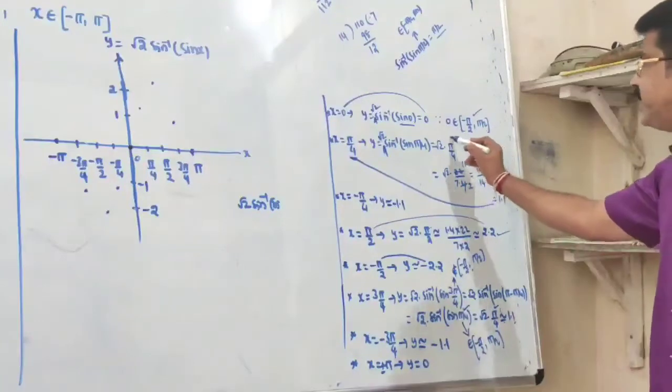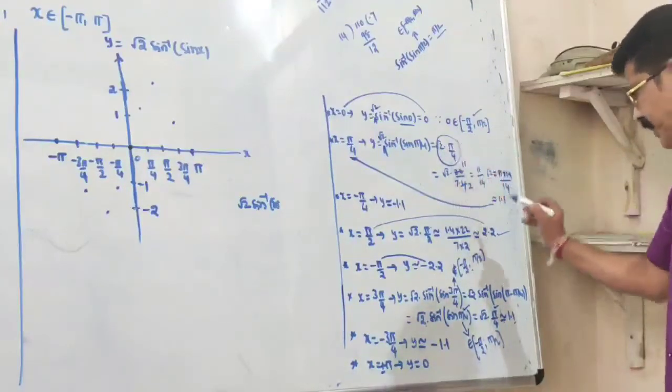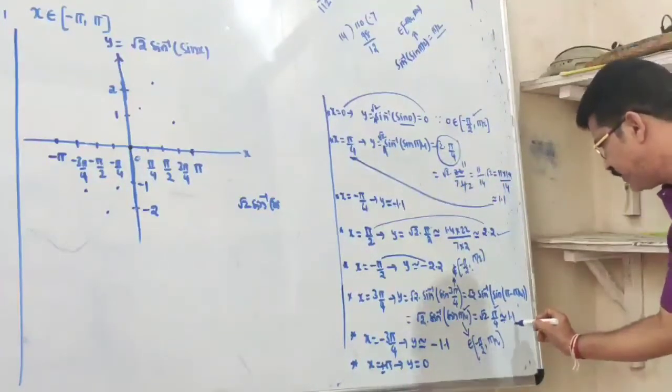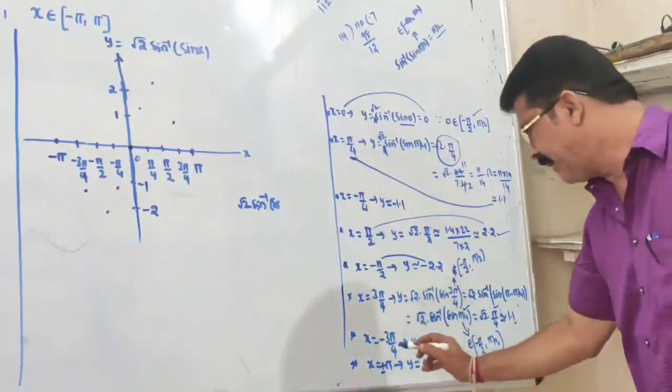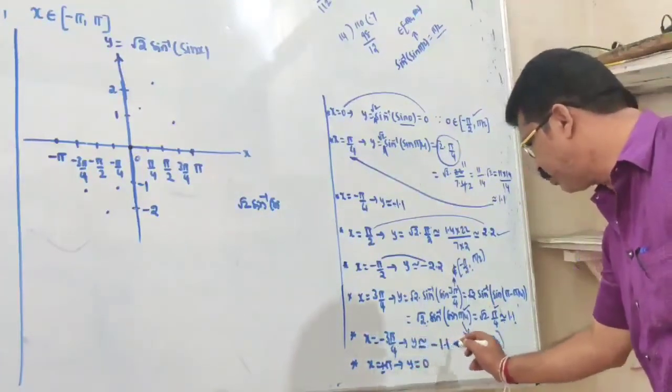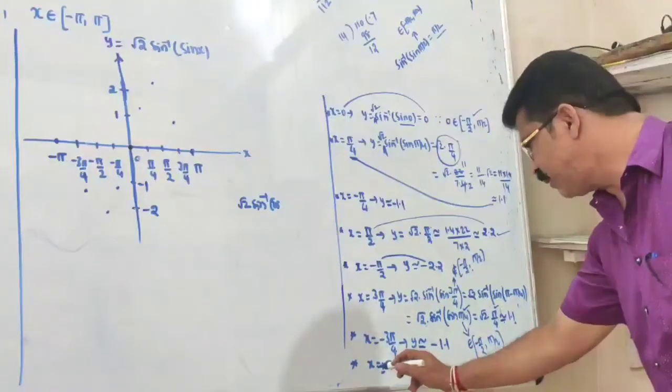Already we did this calculation, root 2 into pi by 4. That's why it is possible to take the direct step. Next, for minus 3 pi by 4, the negative value, minus 1.1. Next, x equal to pi.